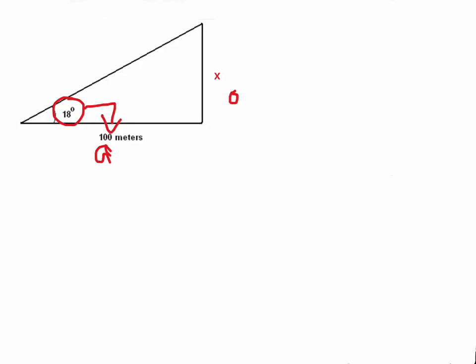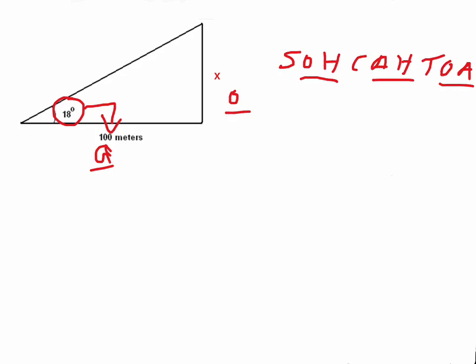So if we remember the SOHCAHTOA acronym, which one of those has both the opposite and adjacent in it? Well, the sine equation doesn't, the cosine equation doesn't, but the tangent equation does. So we know that we are going to use the tangent equation here.